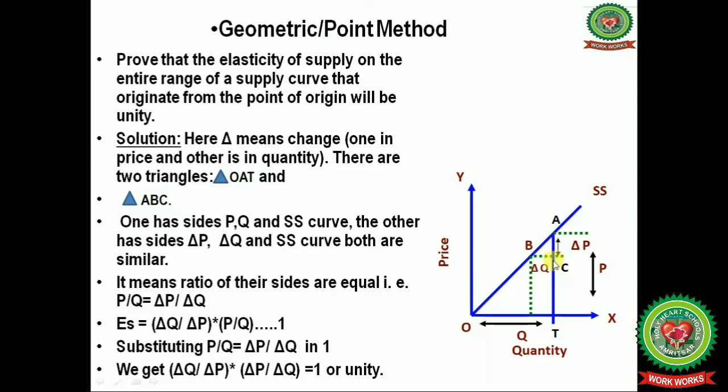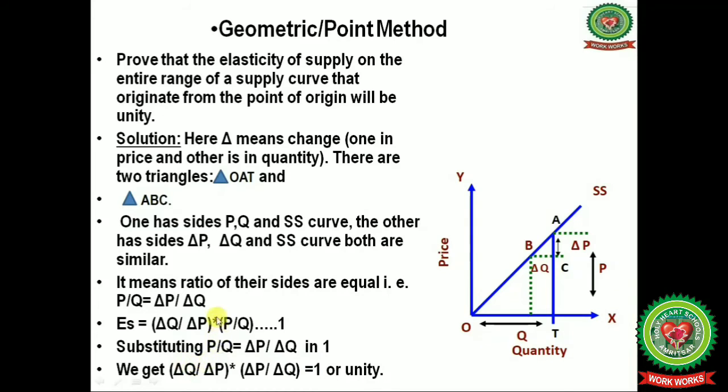Now both these triangles are similar. It means that the ratio of their sides are equal, that is P upon Q equals delta P upon delta Q. Now elasticity of supply, you know the formula, delta Q upon delta P multiplied by P upon Q. Suppose this is your first equation. Now substituting the values of this equality, delta Q upon delta P equals P upon Q. You put the values P upon Q multiplied by P upon Q. After cutting you will get 1.